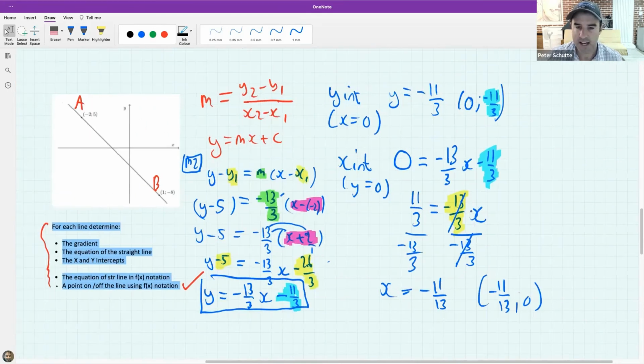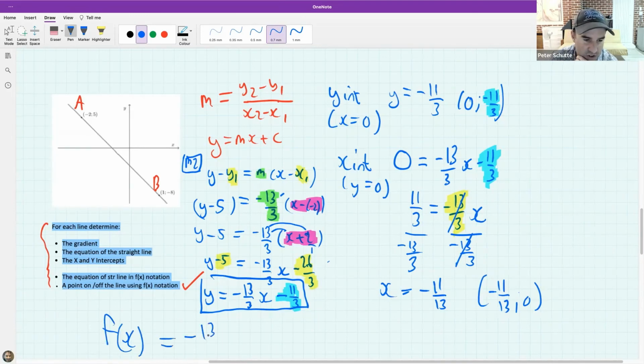So take a moment to see if your working out agrees with mine. And what I want to know now is, if I wrote that in f(x) notation, well, we've already established f(x) notation is just going to look like that.